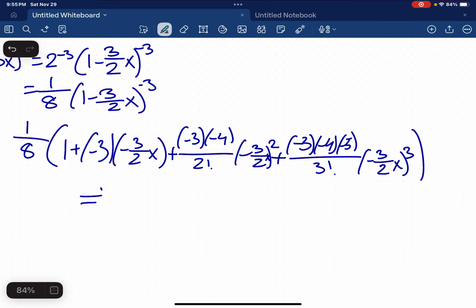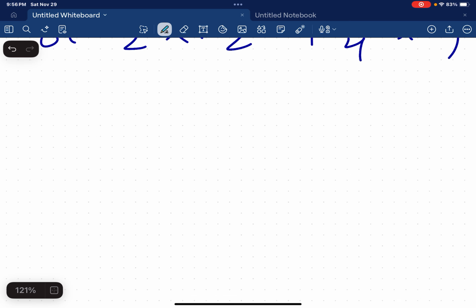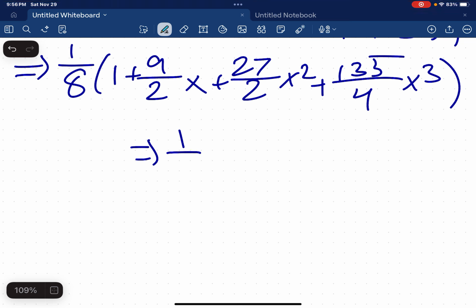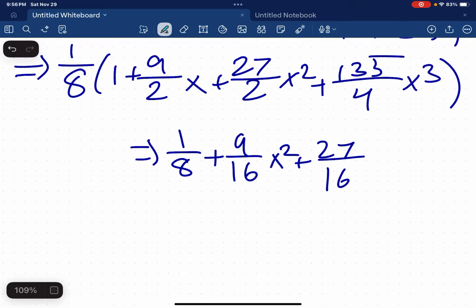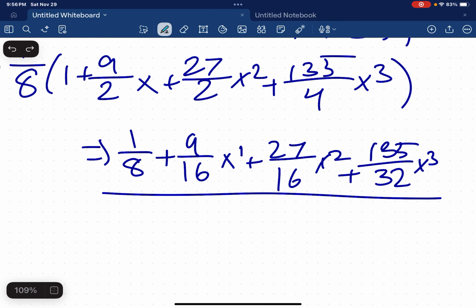which in turn is just going to be equal to 1 divided by 8 times 1 plus 9 over 2x plus 27 over 2x squared plus 135 over 4x cubed, which means our final result is going to be 1/8 plus 9 over 16x plus 27 over 16x squared plus 135 over 32x cubed. That is our answer.